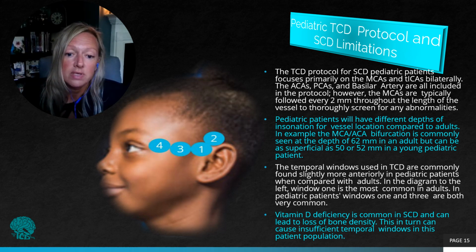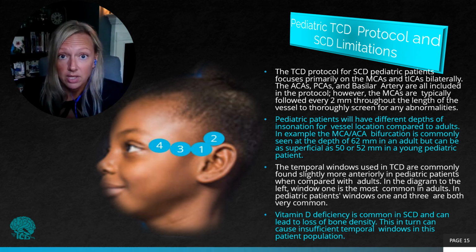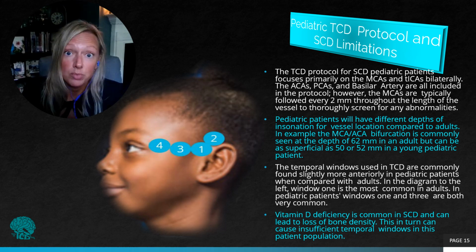Now, the depths of vessel location in this patient population are slightly different when compared to an adult. In an adult, your MCA-ACA bifurcation can be commonly found at 62 millimeters. When we are scanning our pediatric patients, the MCA-ACA bifurcation can be commonly seen at 52, 54 millimeters, depending on the patient's age and size.